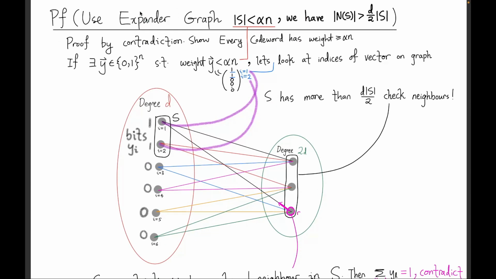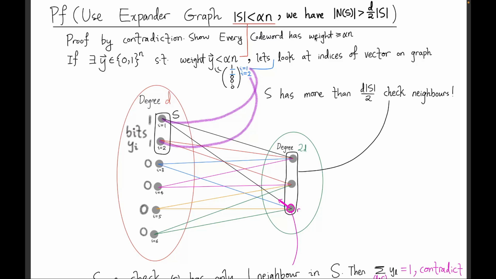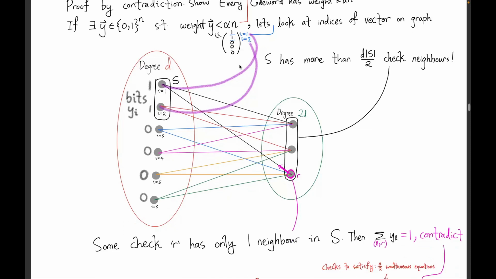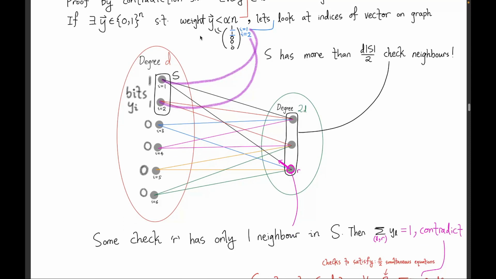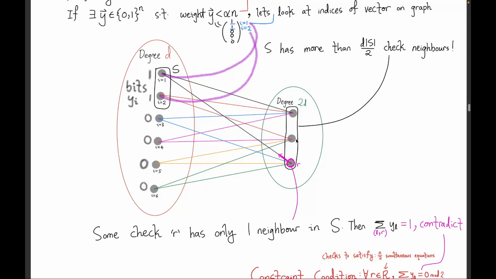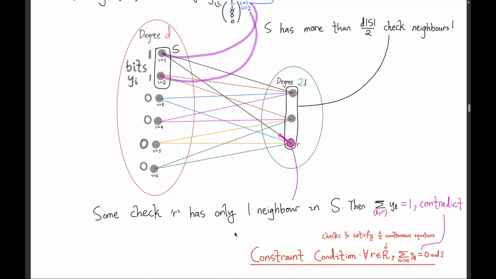And so the proof is that we use this expansion property and we prove it by contradiction. So let's say, for every code word, we want to show that it has weight more than or equal to alpha n, but let's say for contradiction, it has weight less than alpha n. If you set up the indices of this vector on the graph, so let's say I equals 1 and I equals 2 are the non-vanishing entries, then S will just be this subset of L variables. And then we are going to realize that it's going to have quite a lot of check neighbors, but you can actually show that because of the expansion property, some check R, and in this case, R is going to be this pink circle here, this check R has only one neighbor in S. Here, namely, R is only connected to I equals 1, but it's not connected to I equals 2.